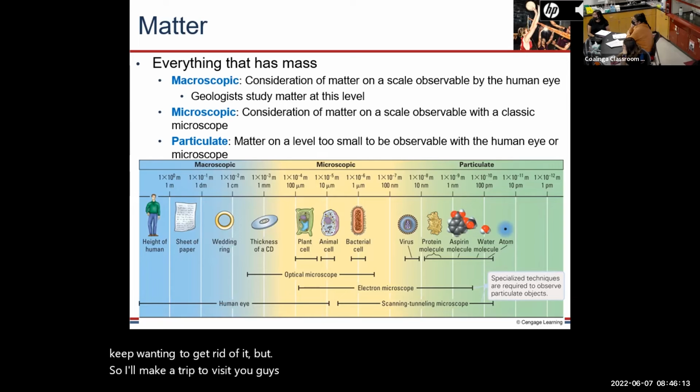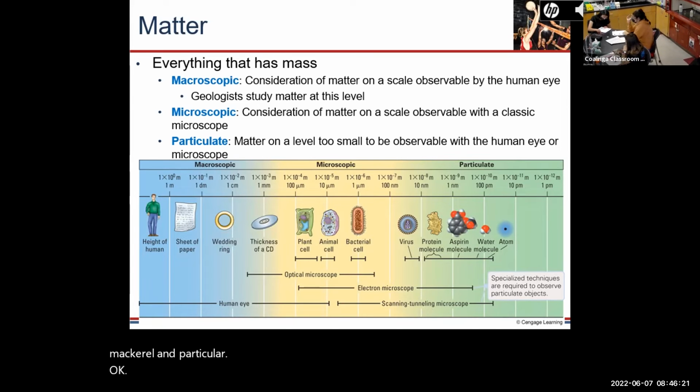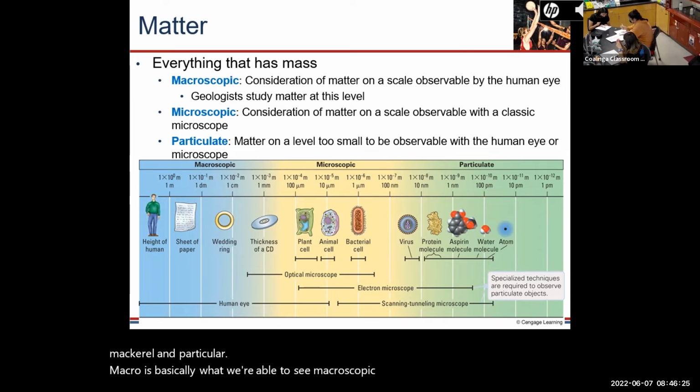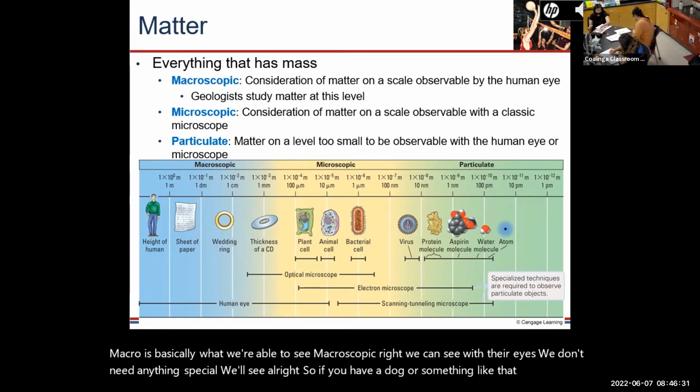Okay, so the three parts of matter are called macro, micro, and particulate. Macro is basically what we're able to see. Macroscopic, right? We can see with our eyes. We don't need anything special to see it. So if you have a dog or something like that, you're able to see that with your eyes.